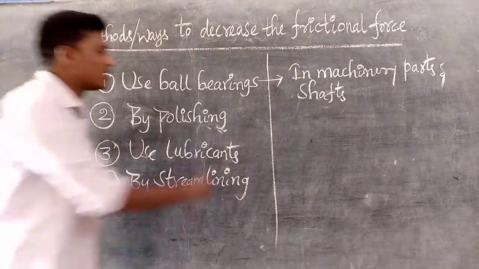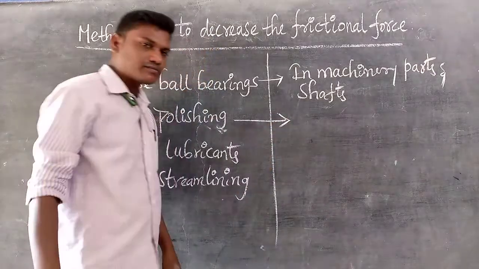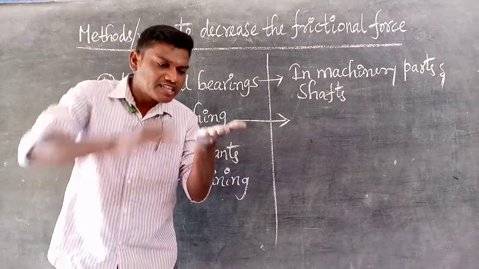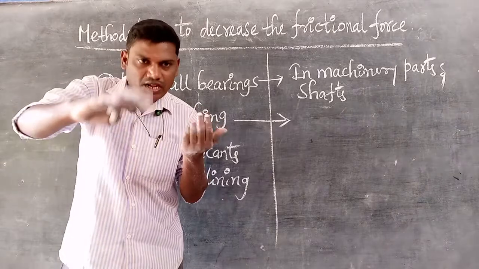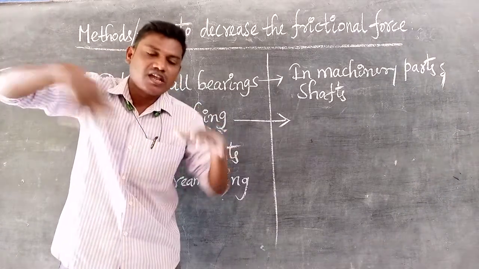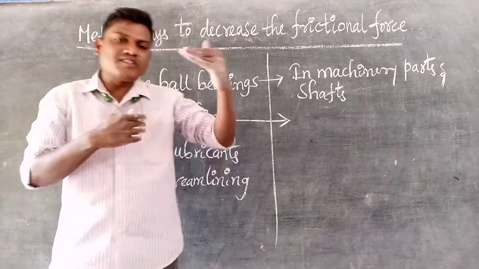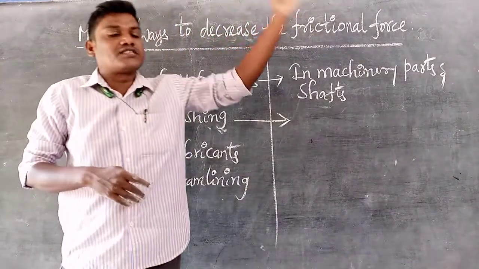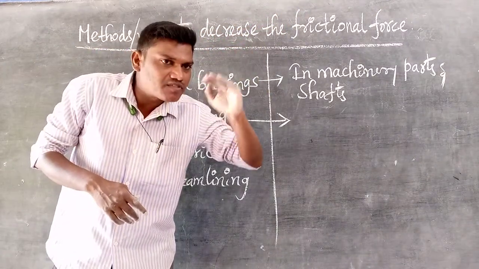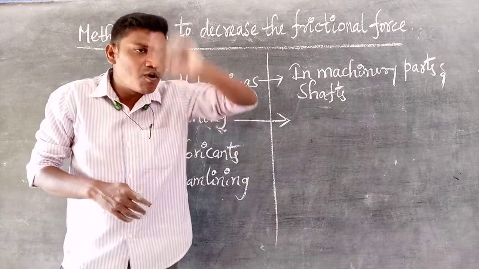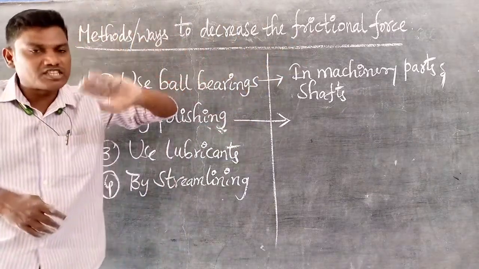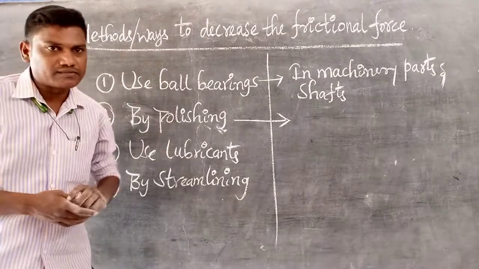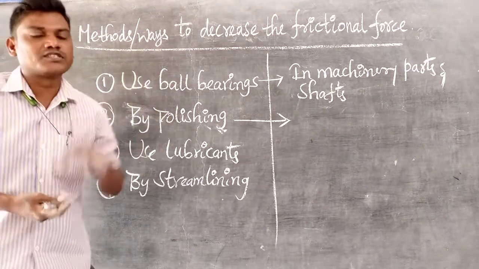And the second one is polishing. You are observing that some surfaces of tables or some objects are very rough. If roughness increases, frictional force also increases, because the roughness of the body means more elevations and depressions, that is, a more irregular pattern. That's why its frictional force is more.